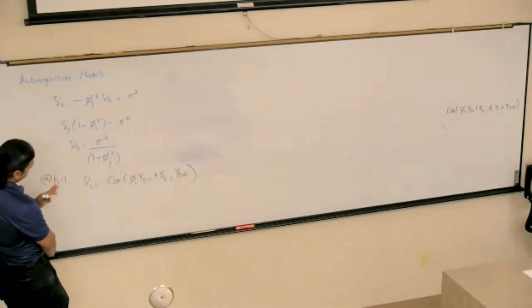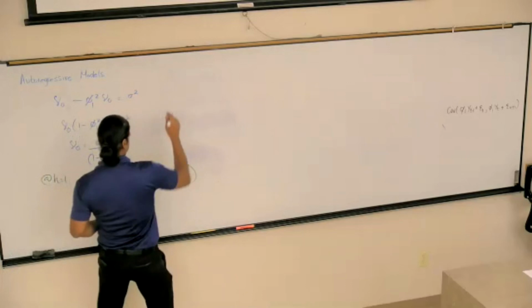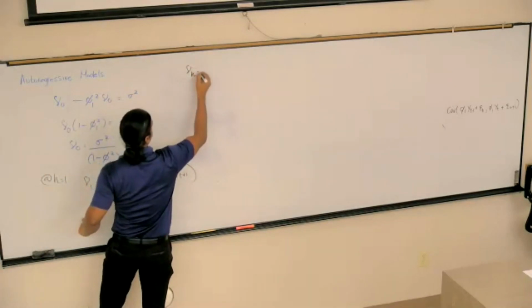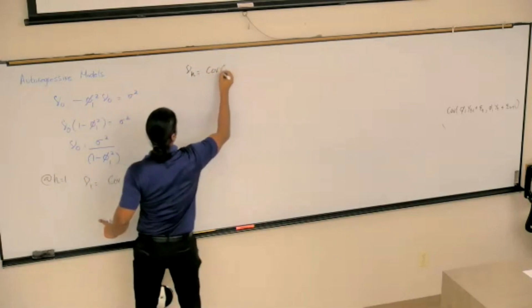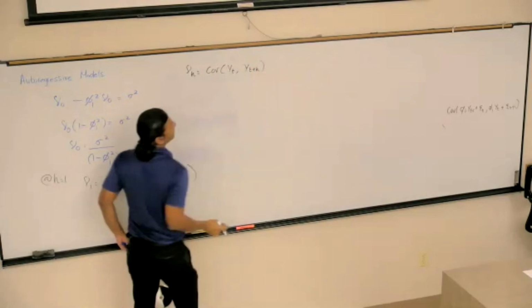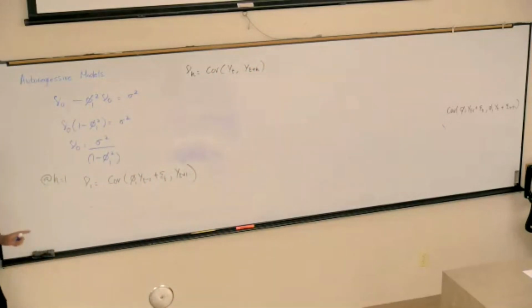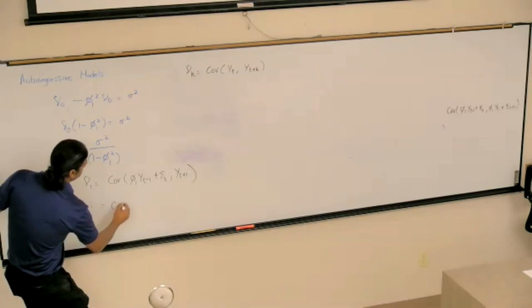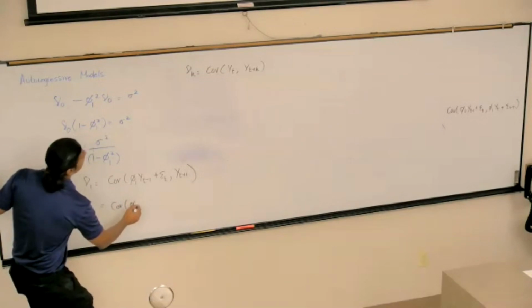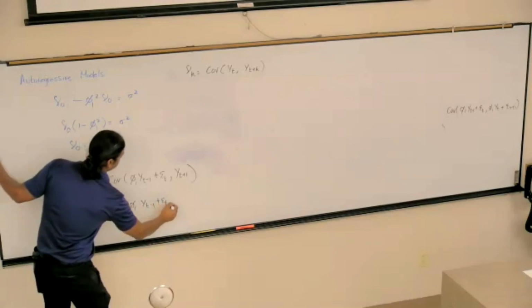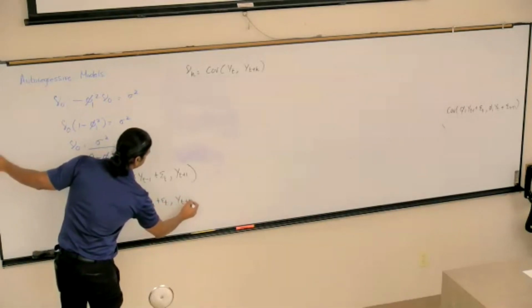So, in general, erase the part that we had previously. We know gamma h is the covariance of yt, comma, yt plus h. So I want to find gamma 1. This would equal the covariance of phi1 yt minus 1 plus epsilon t, comma, yt plus 1.